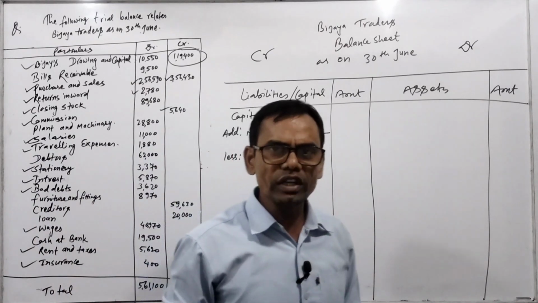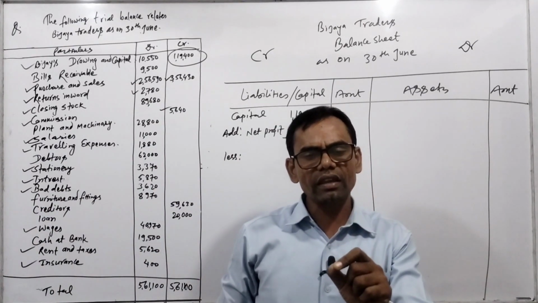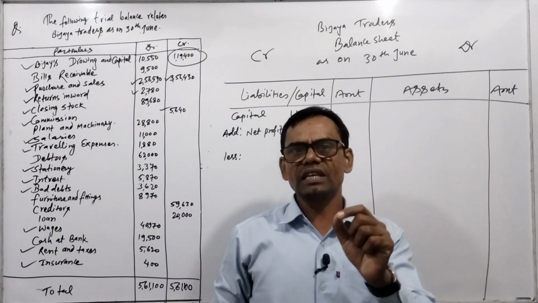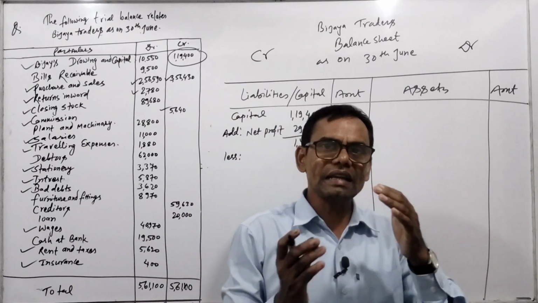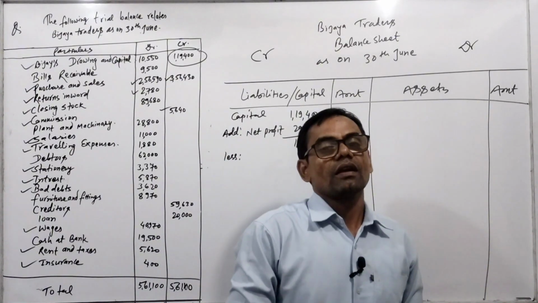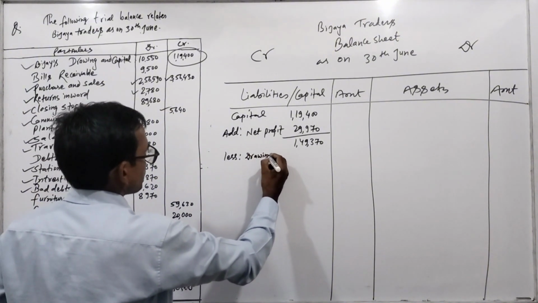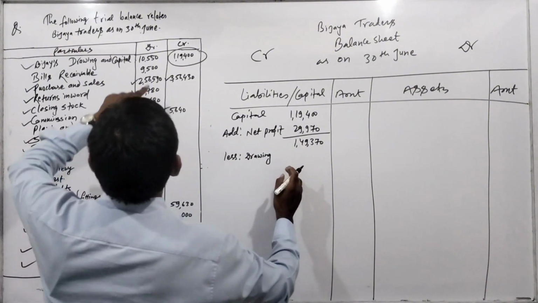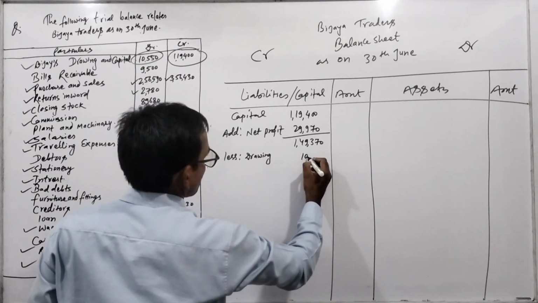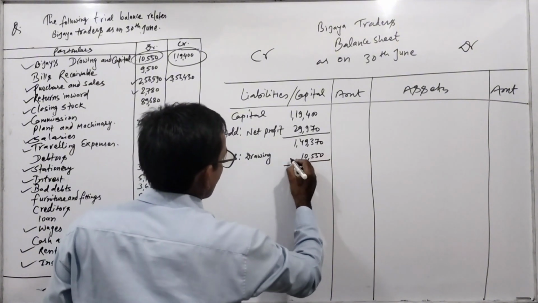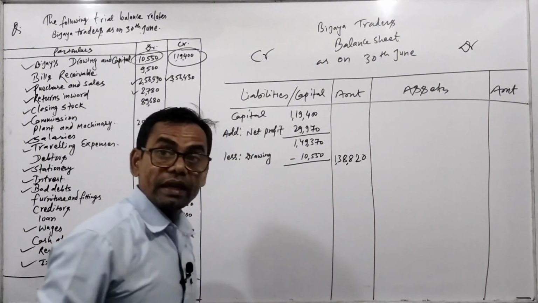And you have to deduct drawing. I have told you in the video Final Account Part 1, if there is drawing you have to subtract. If there is net loss you have to subtract. If there is net profit and additional capital you have to add, but drawing you have to deduct. So drawing you have to subtract from this point. And what is the drawing? Drawing is 10,550. Now the net capital you have to write here, and it becomes 1,38,820.